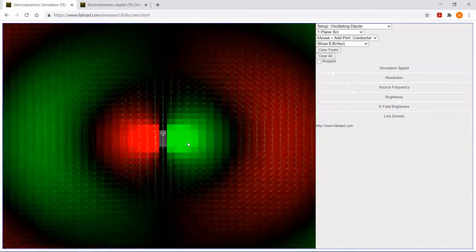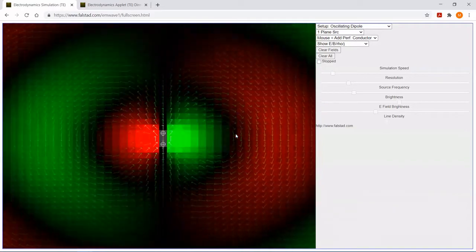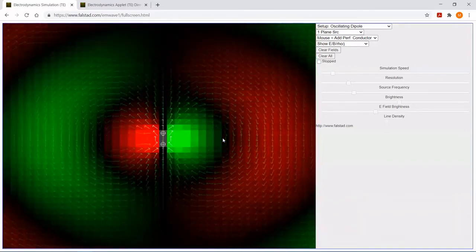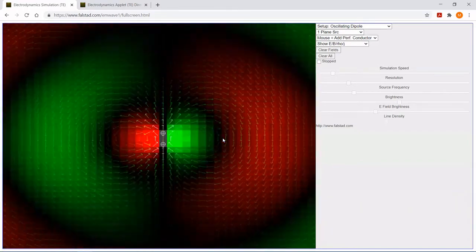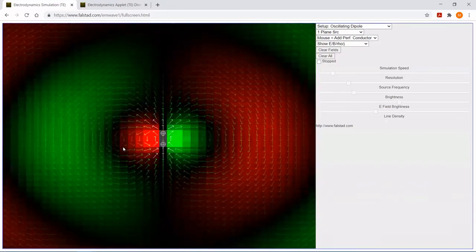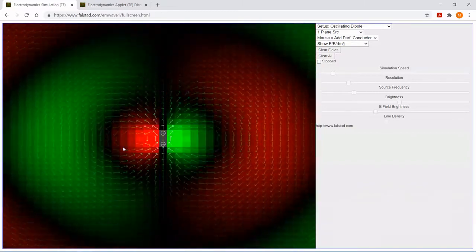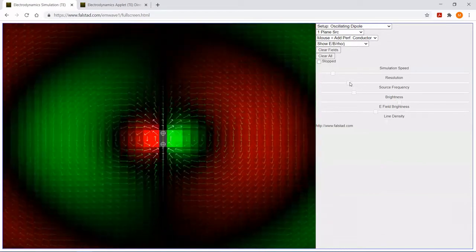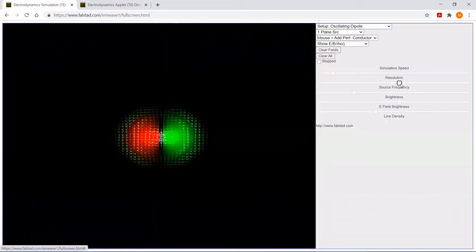So we see that there's a disturbance in the field moving outwards. The B field is changing. You can see the colors changing. Remember, the green and red colors show you the peaks and the valleys of the magnetic field. And then the arrows everywhere on the page represent the electric field, and they're obviously changing as well. Let's try increasing the resolution here.